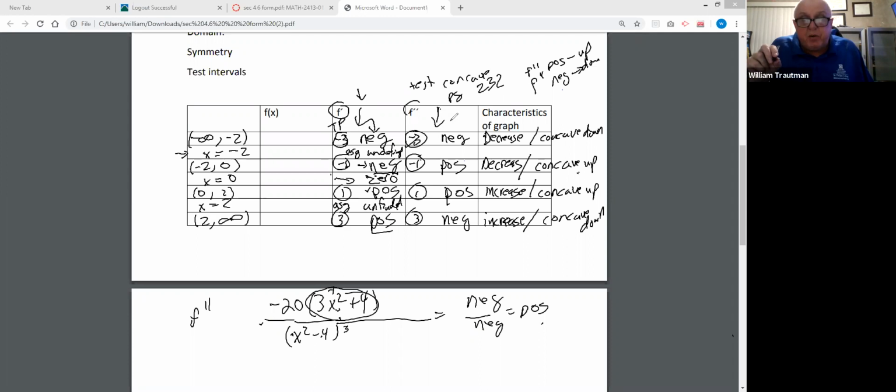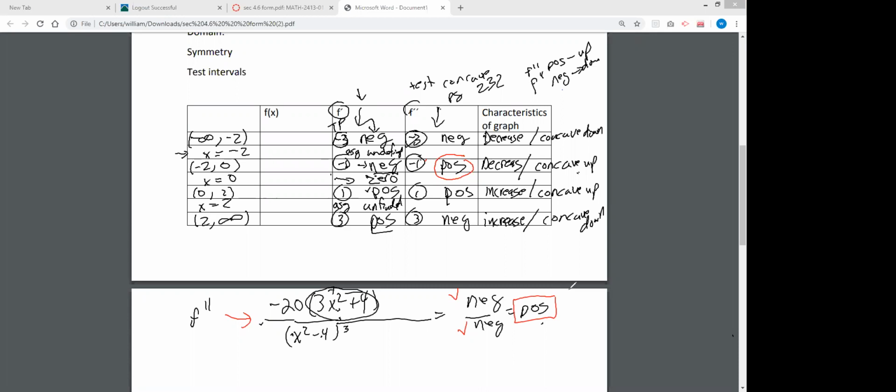Do you see how I got that positive? I think the question you're asking is, how did I get this positive? You have to put -1 into the second derivative. And I get a negative on top. I get a negative on the bottom. Negative divided by negative is a positive. Okay, I got you.